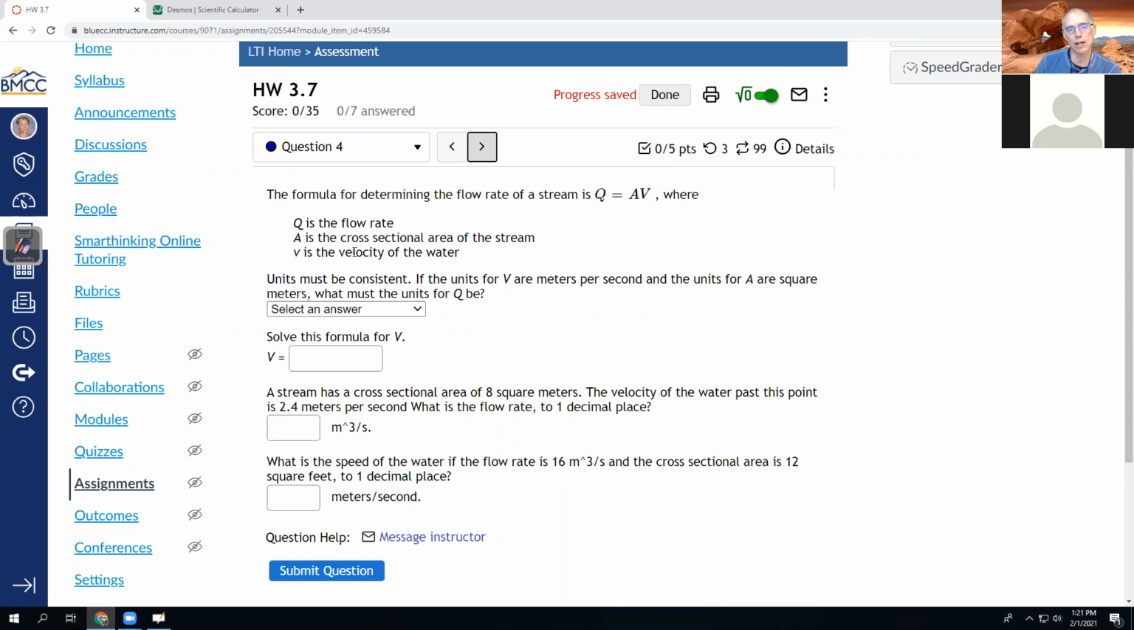And then V is the velocity. In this case, we're measuring velocity in meters per second. Since we're using meters for velocity, for area, we're going to do square meters. So I'm just going to write this stuff down and then we'll play around with it.